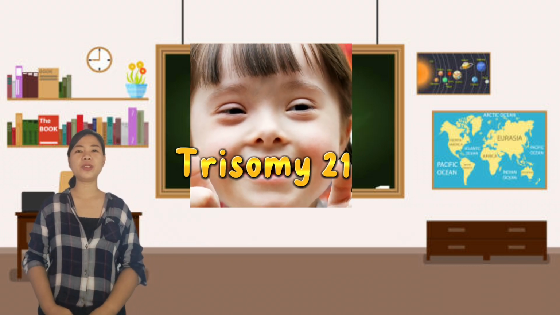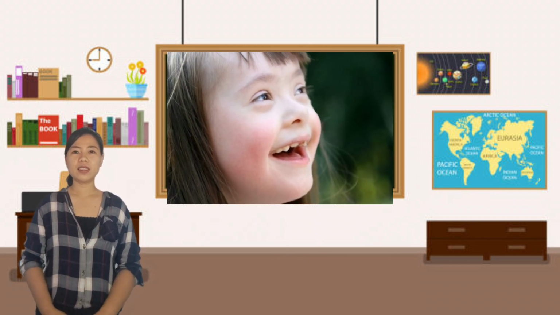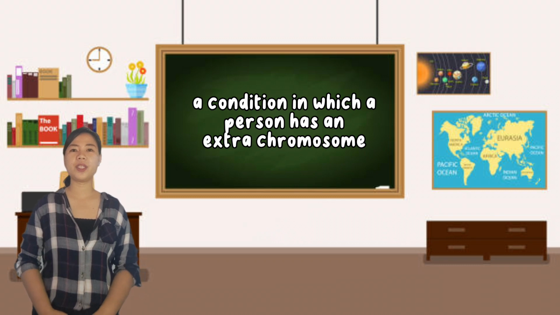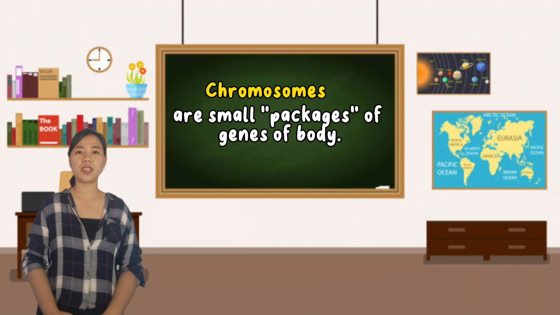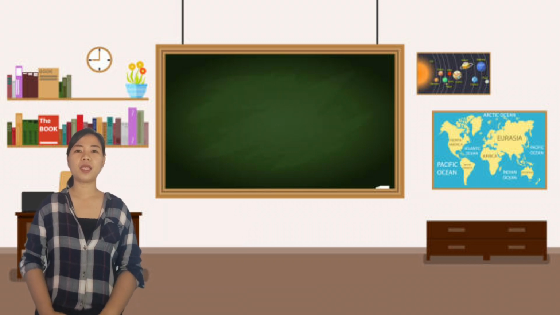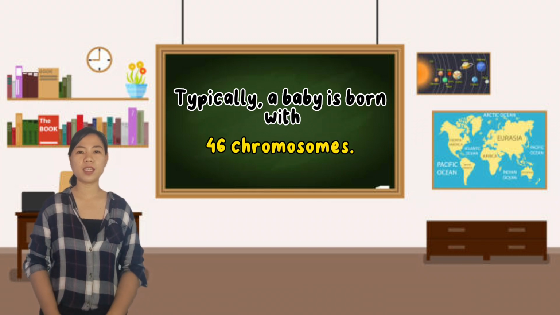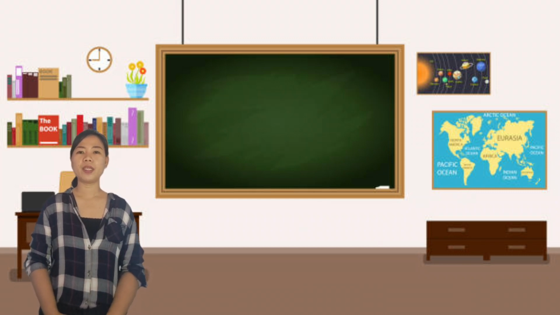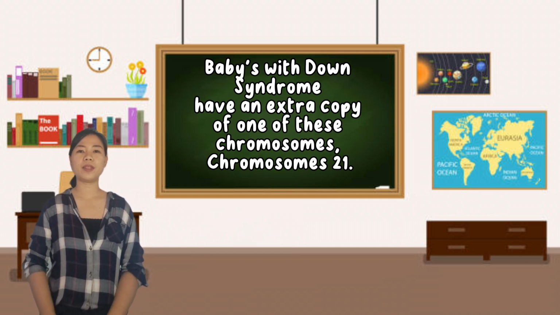Now, let's proceed to trisomy 21, also known as Down syndrome. Down syndrome is a condition in which a person has an extra chromosome. Chromosomes are small packages of genes in the body. They determine how a baby's body forms and functions as it grows during pregnancy and after birth. Typically, a baby is born with 46 chromosomes. Babies with Down syndrome have an extra copy of one of these chromosomes, which is chromosome 21.